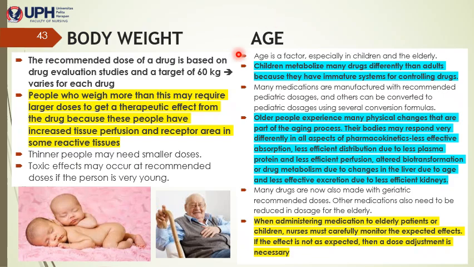Well, then here age is also a factor. Children don't metabolize as quickly and as maturely as adults, so we need to consider specific dosage for children, which is different from the dosage for older people who experience aging with decreased functions of liver and kidney. So we also have the geriatric recommended dose. As nurses, we need to carefully monitor the expected effect, and if the effect is not as expected, we probably need to do a dose adjustment.